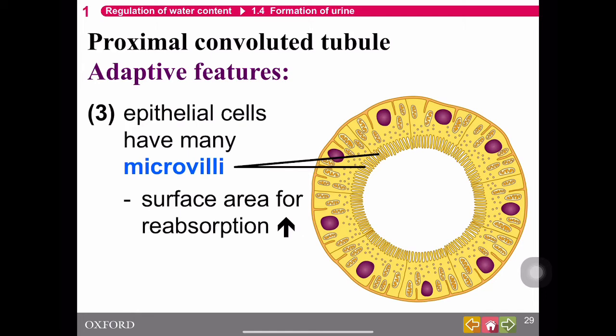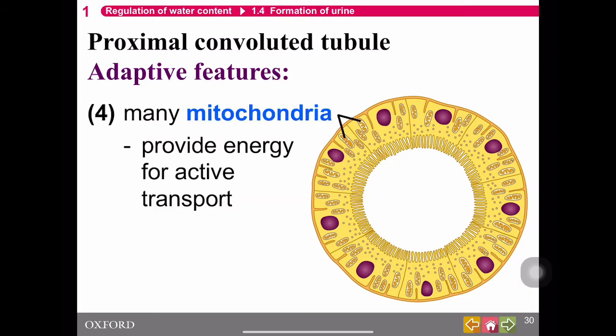And the third adaptive feature, on one side of the epithelial cell, you can see the microvilli, which can greatly increase the surface area for reabsorption. Okay, next adaptive feature, you can see from this diagram, many mitochondria are present in the epithelial cell, and they can provide energy from respiration for active transport for the reabsorption.